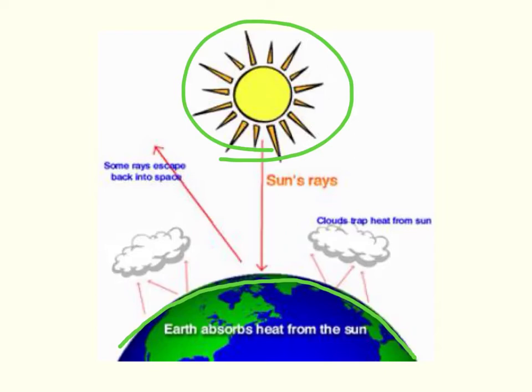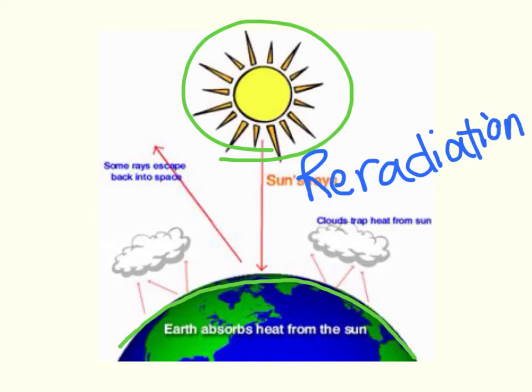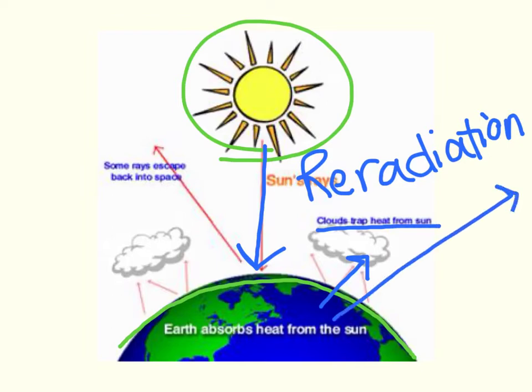Another way that the sun's radiation helps to heat the Earth is through something called re-radiation. Re-radiation happens when the Earth absorbs the sun's radiation, and then it also radiates that energy. That radiation is mostly trapped in the atmosphere, although some of it can actually leave Earth.